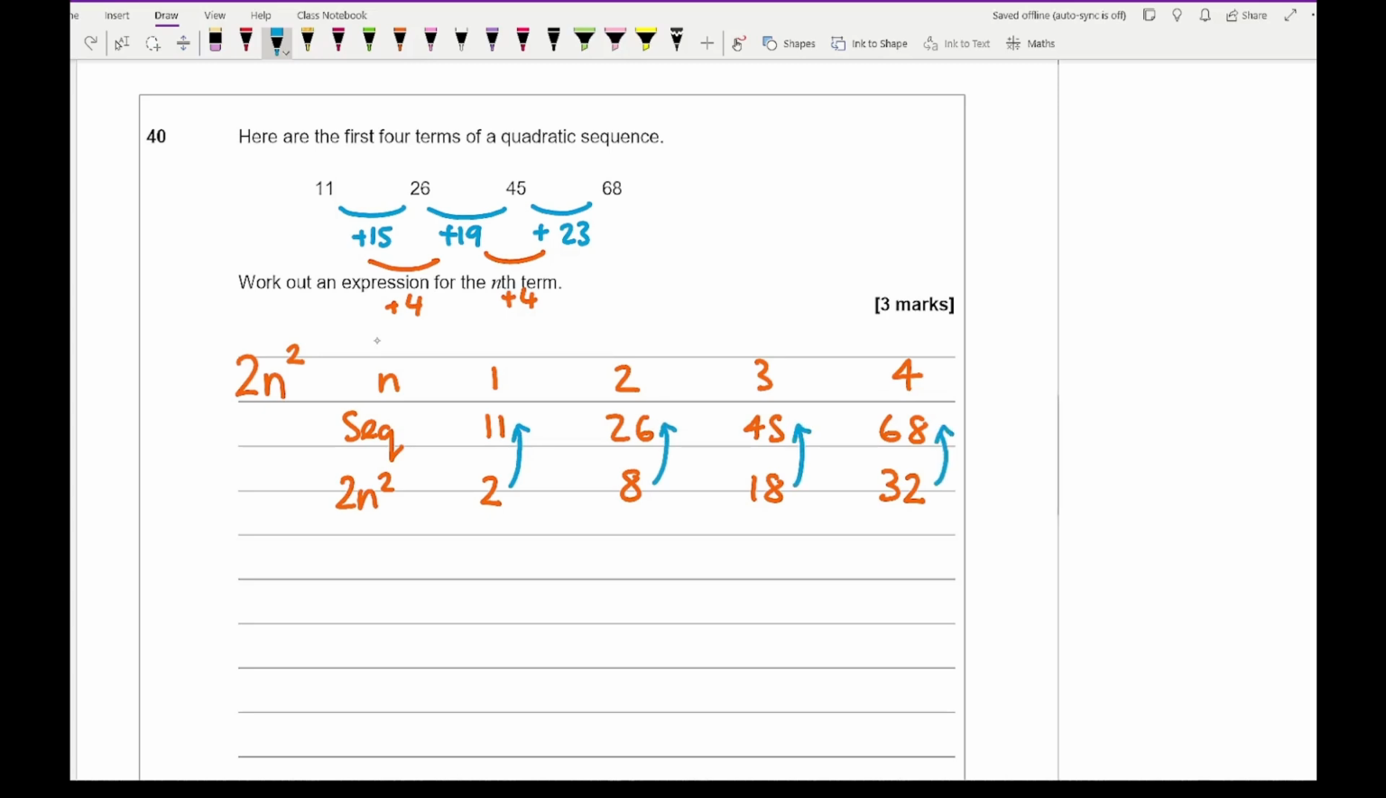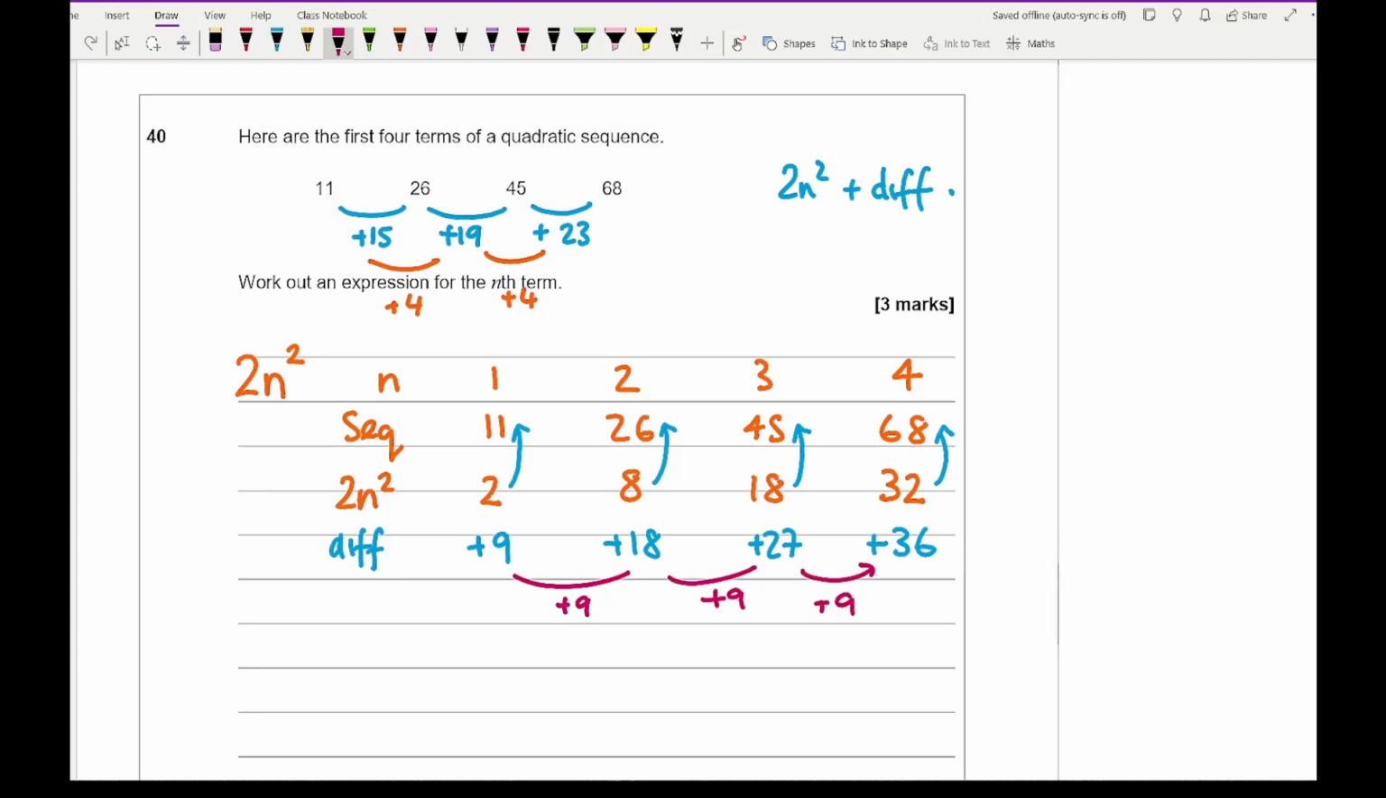So here, if I work out the difference, the nth term is going to be 2n squared plus whatever the difference is going to equal. So here the difference to get from 2n squared to 11 is plus 9, then it's plus 18, then it's plus 27, and then it's plus 36. Now from this, I then need to work out an nth term for these numbers here of 9, 18, 27, 36. So I notice that the difference is 9. So that means that 9n is in the formula. 9 times, what's the difference between 9 to 9 is 0. So then the difference is equal to 9n.